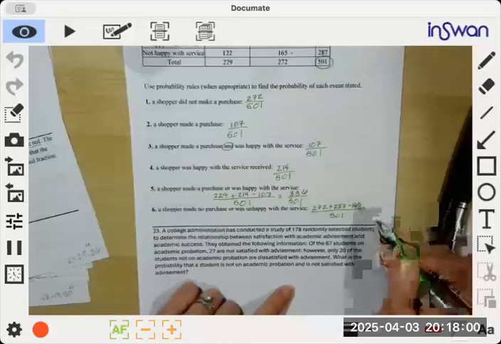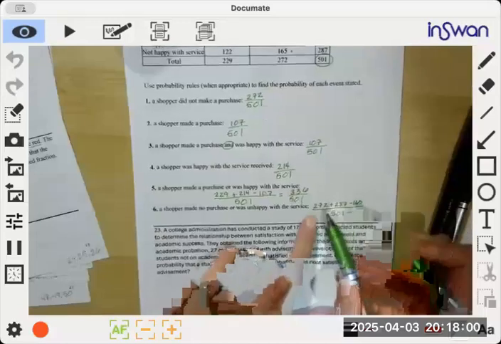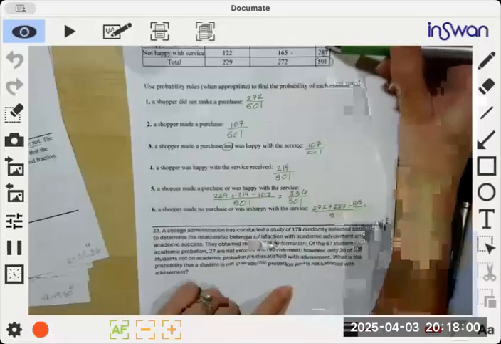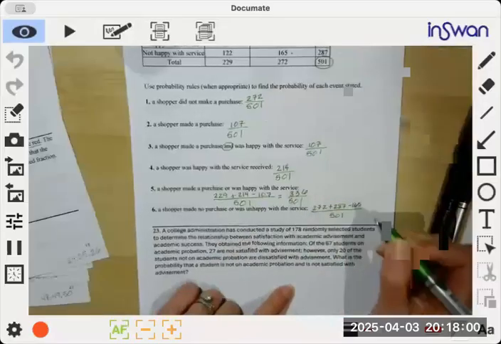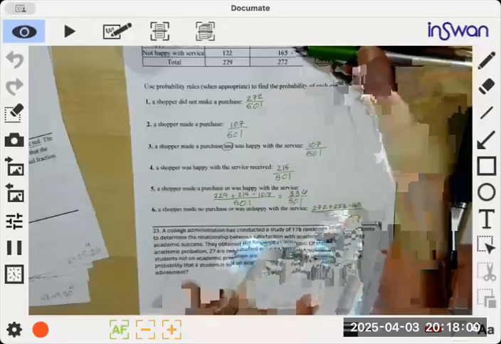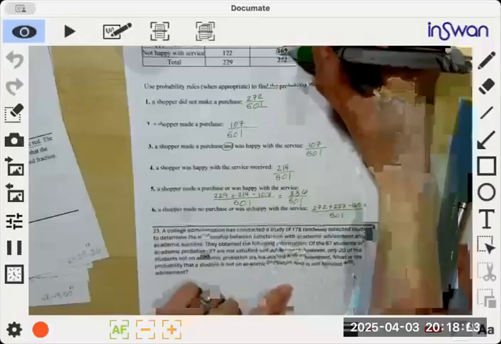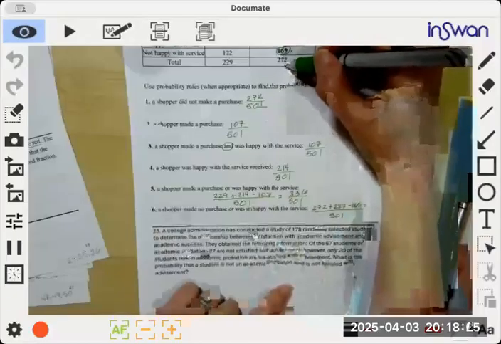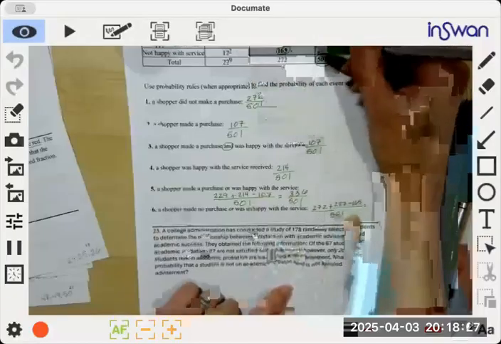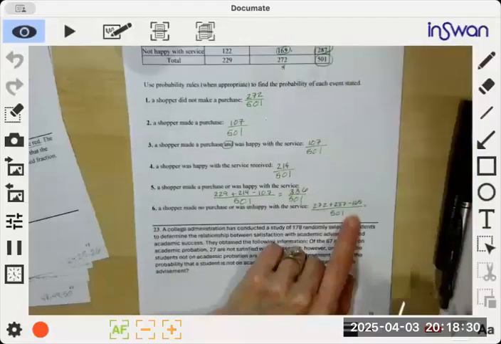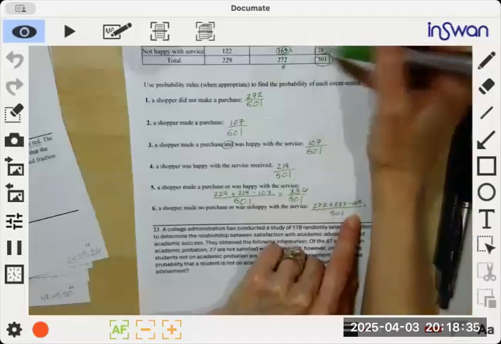The shopper made no purchase was 272, plus the happy with service. And then we subtract out the one that got added twice. The 165 was included in the 272, and it was included in the 287. So we have to get rid of it once, because we counted it twice.